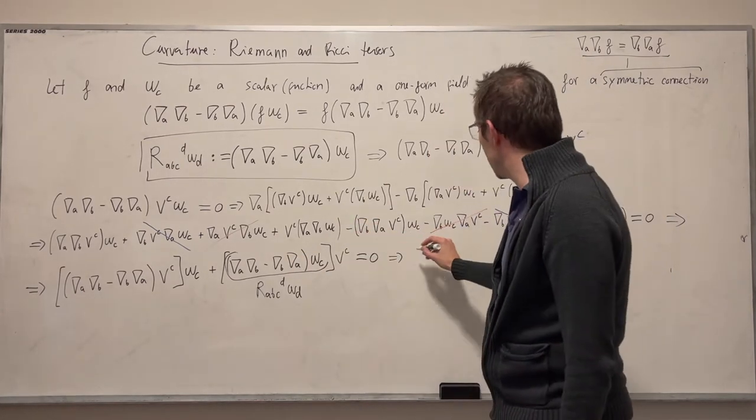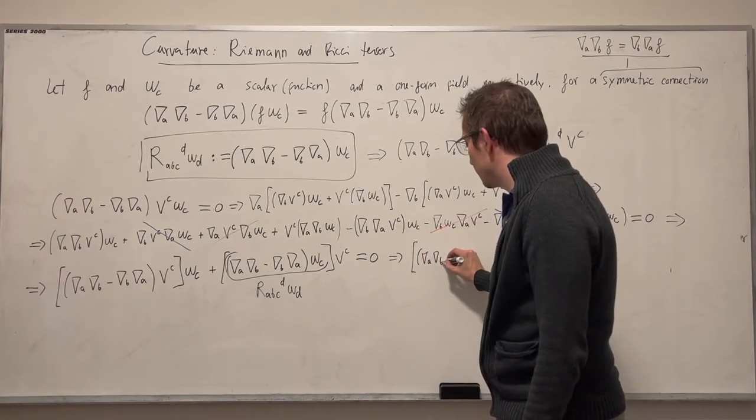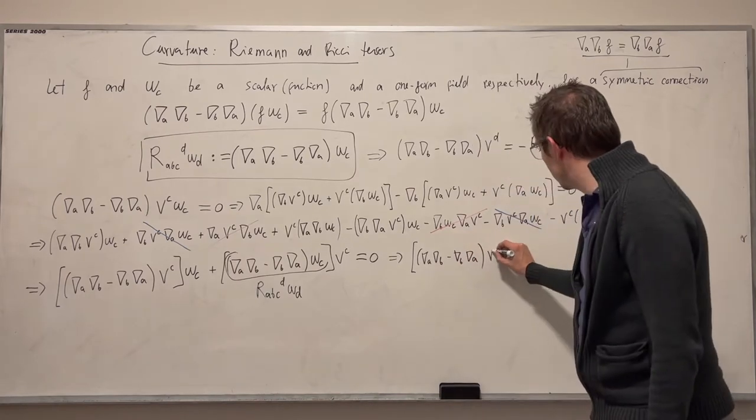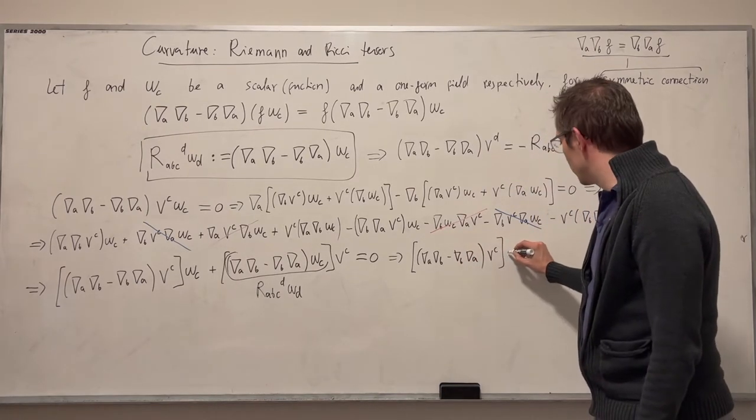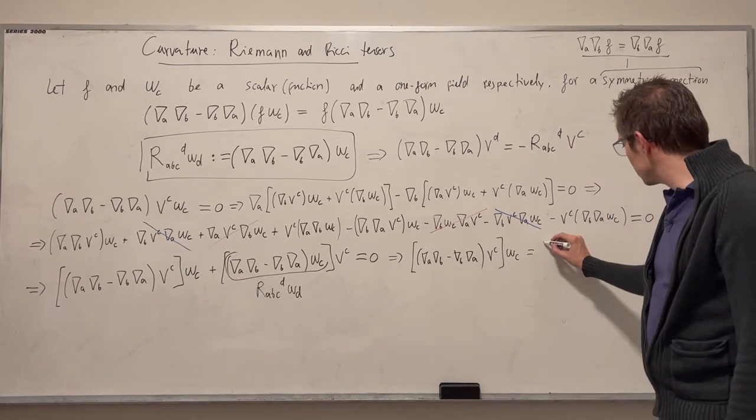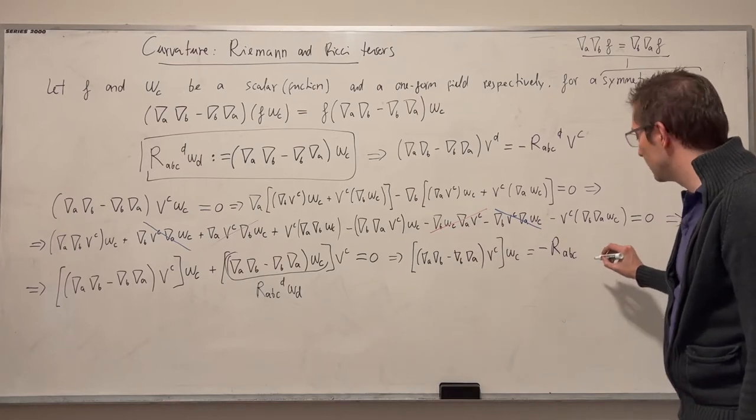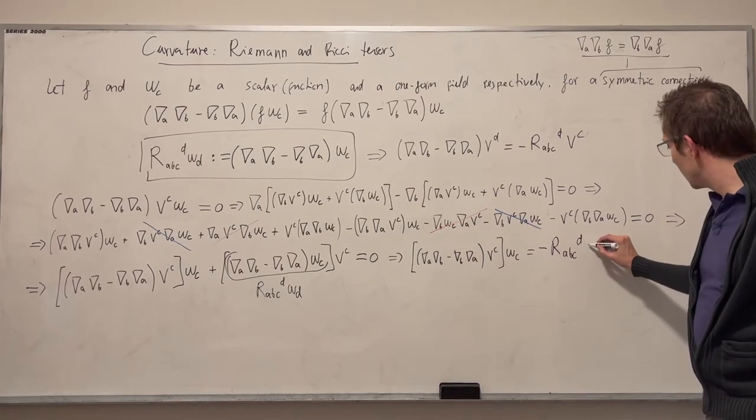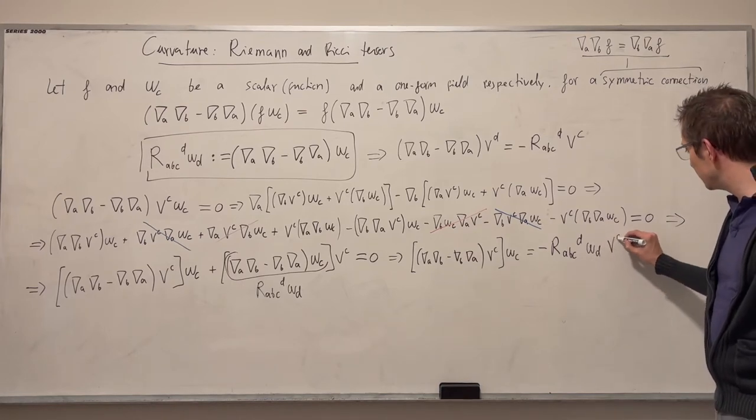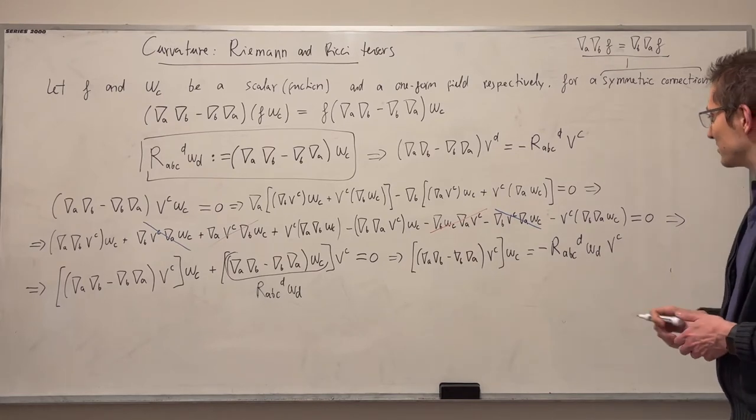So what I do, I'm going to put this on the other side and I get the following. On this side, I get nabla A, nabla B, minus nabla B, nabla A, acting on V C, contracted with omega C. And this is equal now to minus R A B C D omega D, contracted with V C. All right, so identifying tensors.